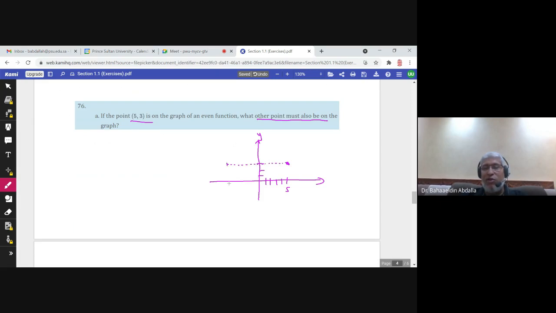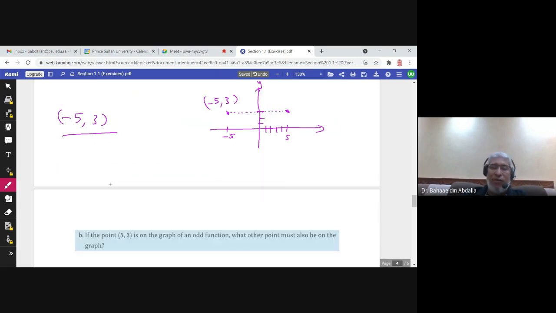5 units to the left. So f of 5 would be equal to f of negative 5 would be equal to 3. So this is the other point that should be in the graph, which has coordinates: the x coordinate is negative 5 and the y coordinate is 3. So the answer is the point negative 5 and 3.